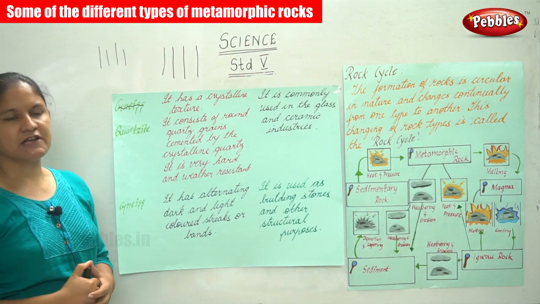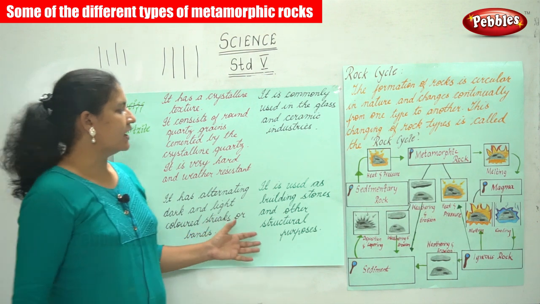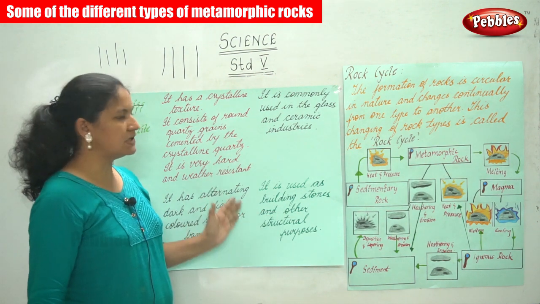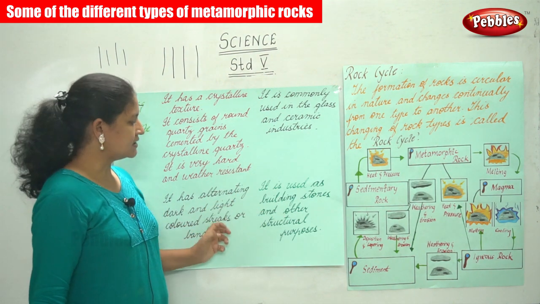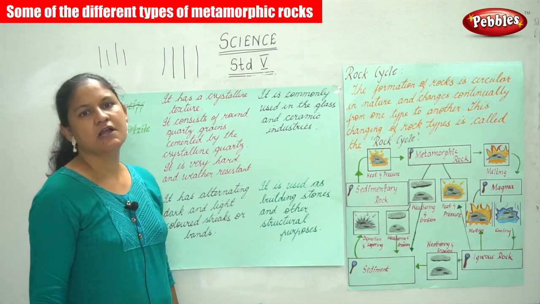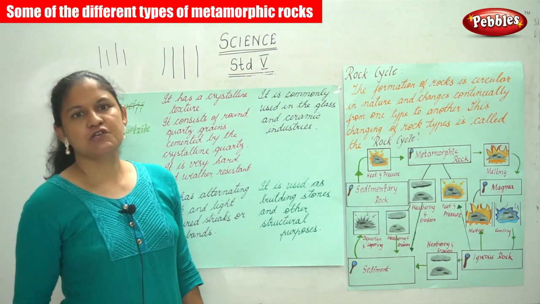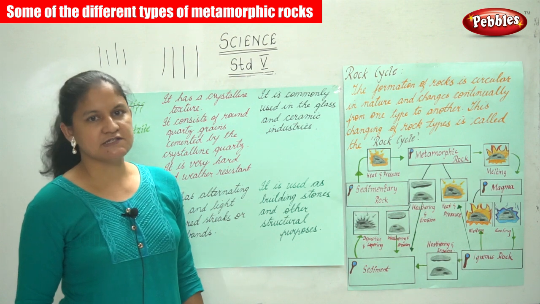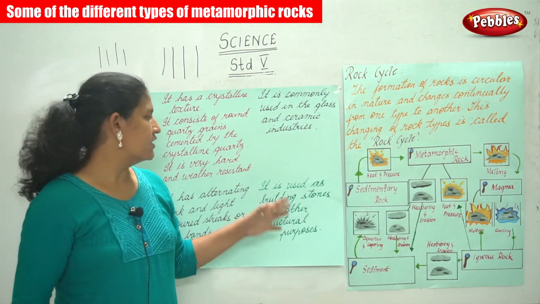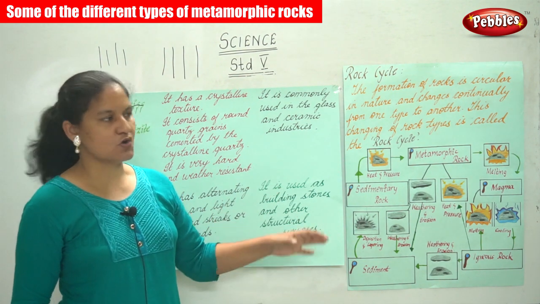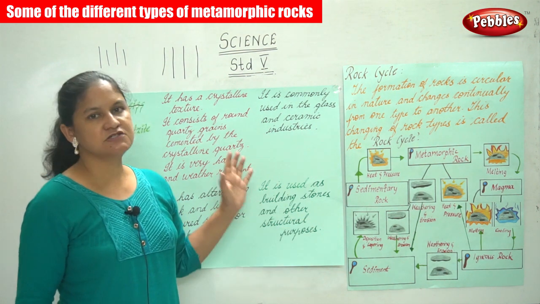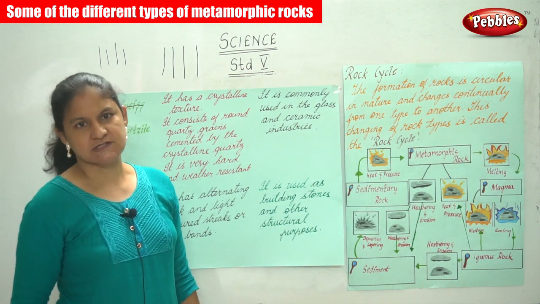What is gneiss used for? It is used as building stones and for other structural purposes.